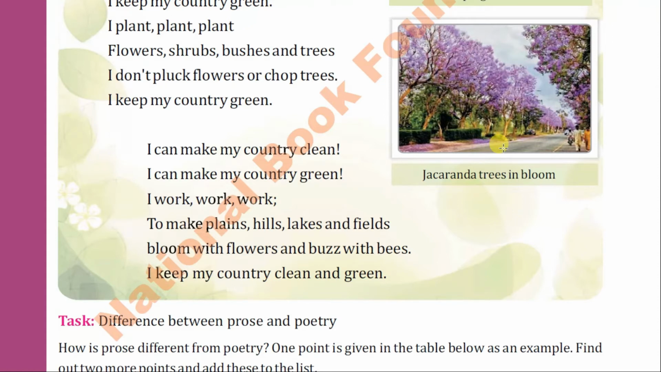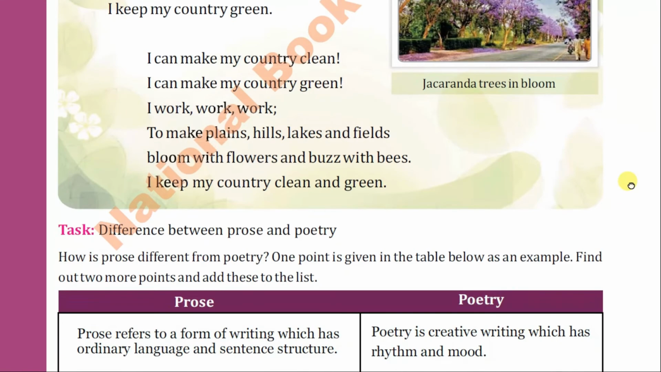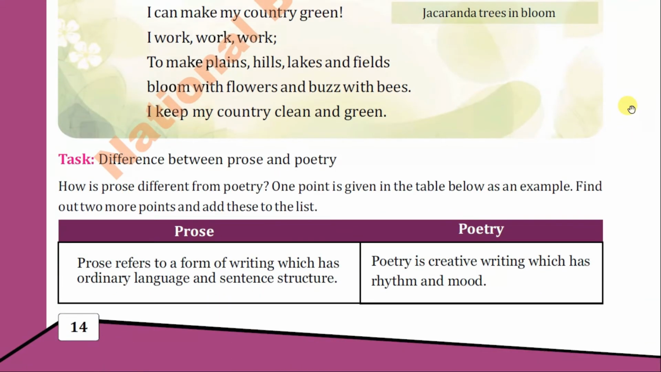Yes, now our next exercise is the difference between prose and poetry. You can find so many definitions of prose and poetry in the dictionary as well as on the internet. Perhaps now you have understood the difference between prose and poetry. For example, the definition given here is: prose refers to a form of writing which has ordinary language and sentence structure, and poetry is creative writing which has rhythm and mood.